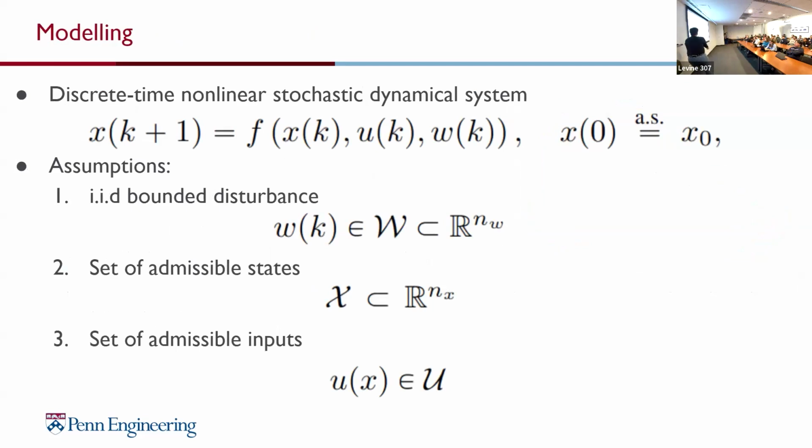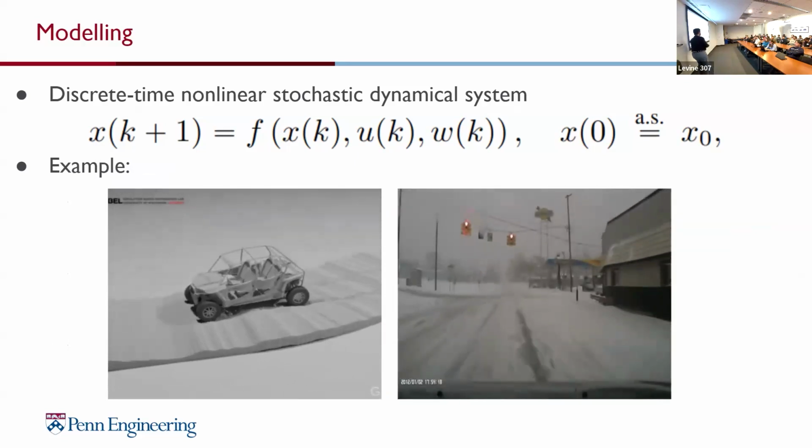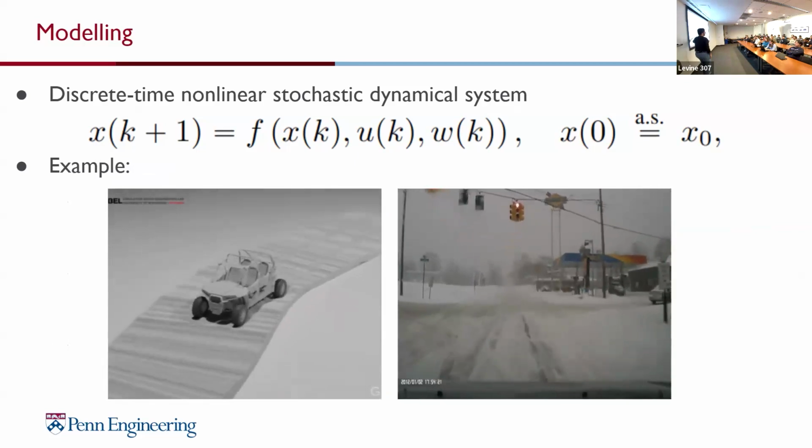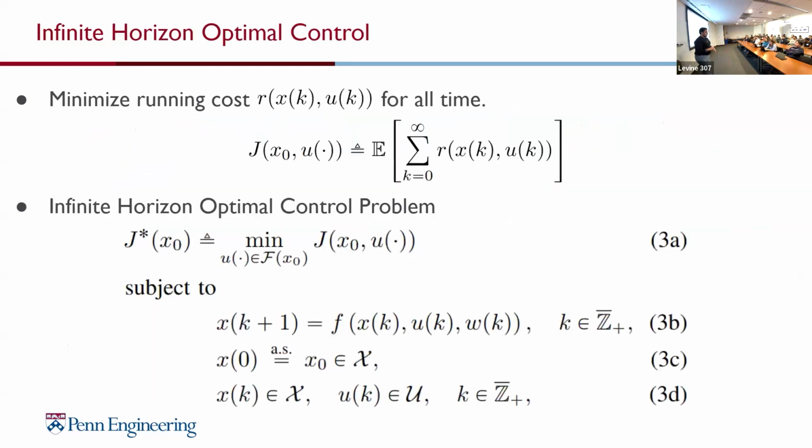So to model the system that we'll be considering, we will consider a discrete time nonlinear stochastic dynamical system, where we have our nonlinear dynamics as a function of the current state, the current control input, and some disturbance w_k. We assume that the disturbances are IID and bounded, so they are generated from some unknown set W. We have some set of admissible states, X, which we'd like to stay in, and we have a set of admissible inputs that we want to be sure that we're feeding to the system. An example of such a system you could consider is anywhere you'd be navigating off-road or even on-road conditions where you have snow or other disturbances that you would not usually model in your system.